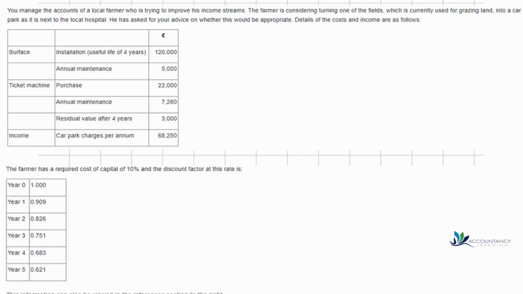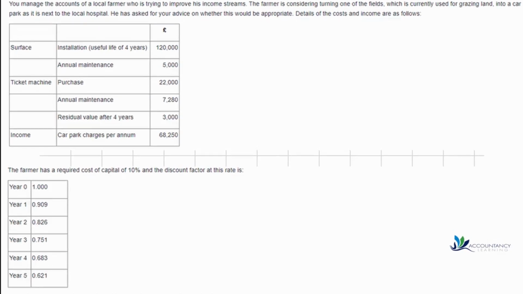And then we estimate that the income will be £68,250 for the next 4 years. So notice that we've given a 4-year life here. So the farmer has a required cost of capital of 10%. And the discount factor at this rate is, so the farmer wants to make sure that it's going to be earning 10% of the initial cost. So we've got the discount factors there for the years, although notice they've given us up to year 5, but we don't actually need that because we only have a 4-year life for the project.